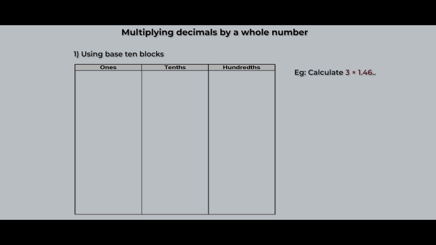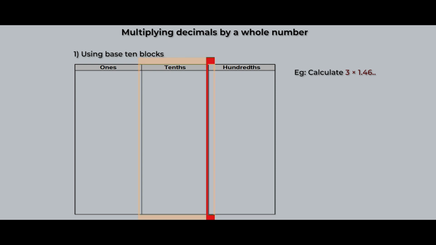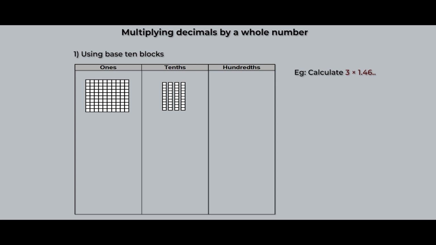Now let's take an example. Here, 3 multiplied by 1.46. To do this, I'll show you how to use base 10 blocks. So this is the ones column, this is the tenths column, and this is the hundredths column. Now you can insert the base 10 blocks here. Since we have one whole, we insert this base 10 block to represent one whole. In the tenths column, you insert these base 10 blocks to represent tenths, and then ones that represent hundredths.